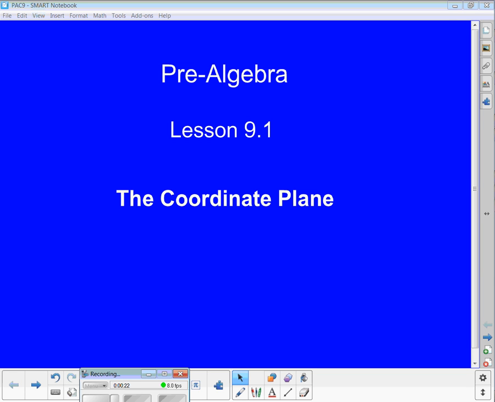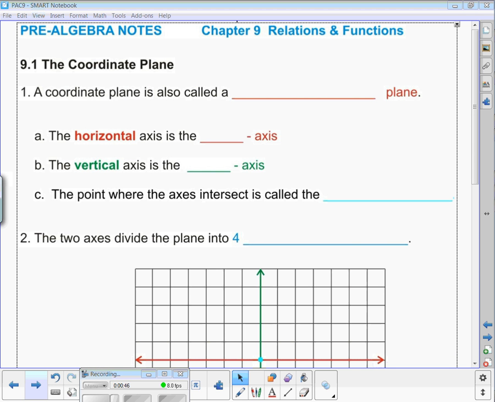So this is pre-algebra lesson 9.1, the coordinate plane. I saved this for last because in Algebra 1, there's a big emphasis on the coordinate plane and graphing. Some years if I'm not able to get to it, then we'll hit it heavily in Algebra 1, but you guys get to get introduced to it, and that's a great thing. So lesson 9.1, the coordinate plane.